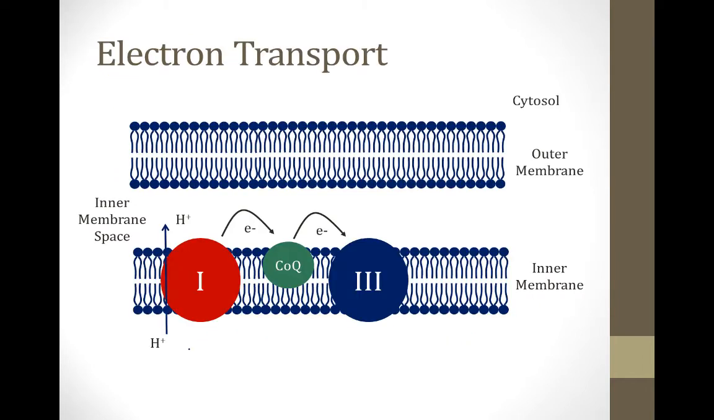Here's a picture just to make this clear in your mind. NADH passes its electrons to coenzyme Q, which is found within the inner membrane. Coenzyme Q then transfers those electrons on to complex 3. In the process, hydrogen ions are pumped into the intermembrane space where they will later be used to make ATP.